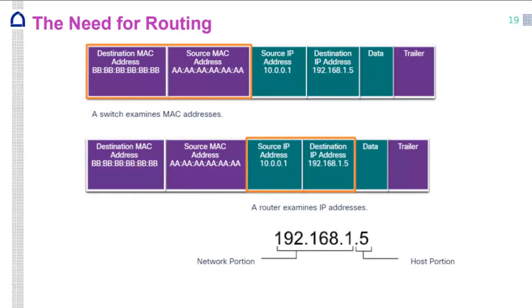Your packet will contain destination and source MAC address, and source and destination IP. The switch will only check the MAC address. The switch, guys, understands MAC addresses only. The router deals with the IP address, which is higher level.